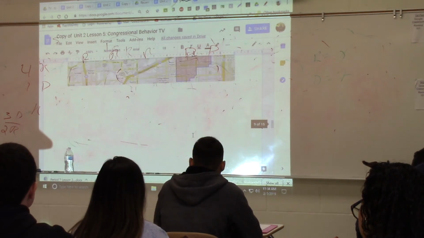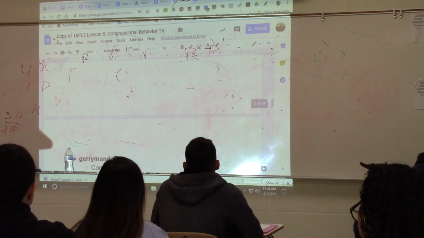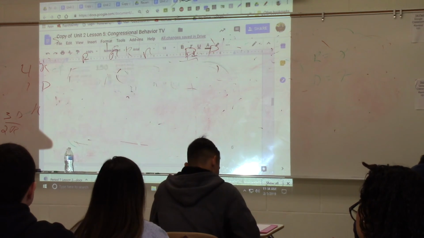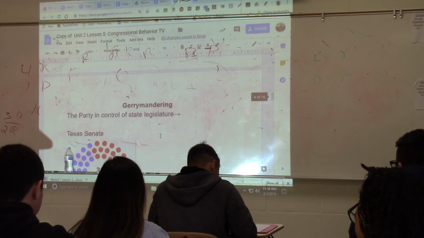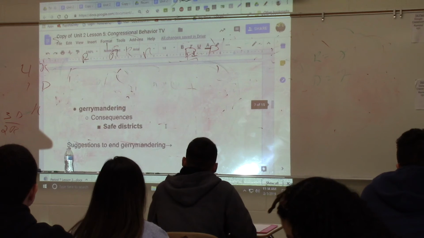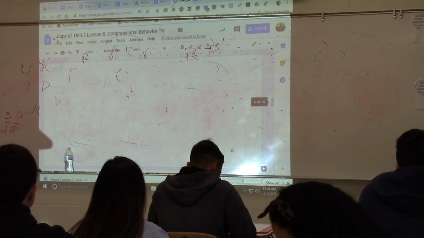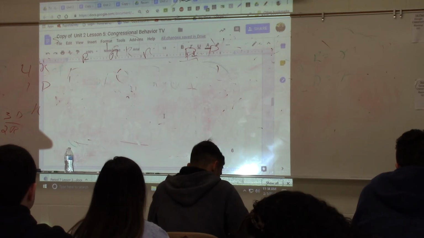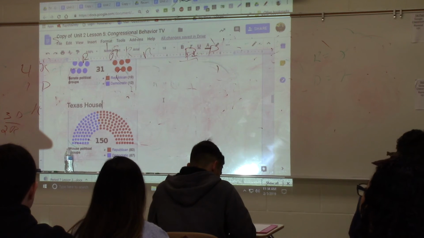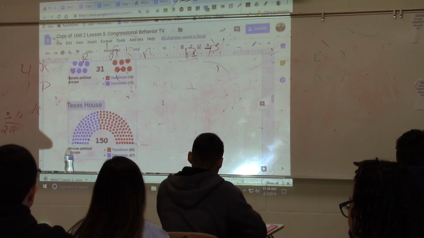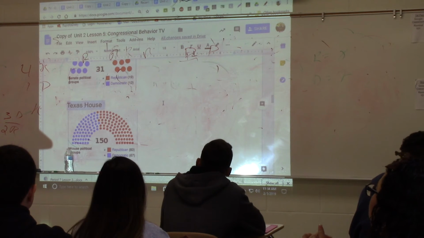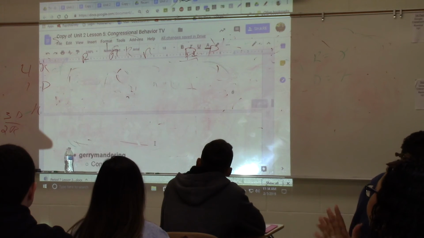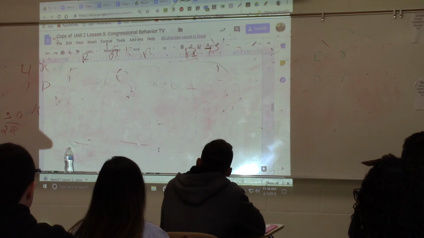Shaw versus Reno. The state of North Carolina created a majority-minority district. It was oddly shaped, based entirely on race. White people complained. Was the district created based on race? Yes, it is. Is that allowed? No, because that would be a state dividing people based on what? Race, which is equivalent to segregation, which is discrimination, which is against what amendment? 14th Amendment's Equal Protection Clause. So no racial gerrymandering or racial segregation.